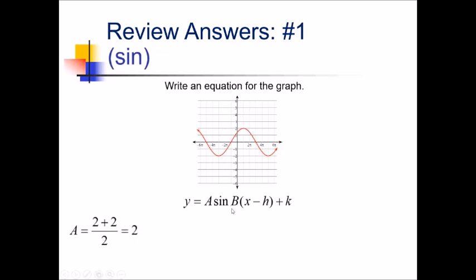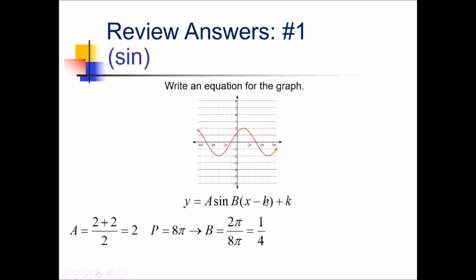For the b value, first I need the period, which I can read off the graph. So how long does it take the cycle to repeat? We're going from bottom to bottom here, from negative 3 pi to 5 pi. That's a distance of 8 pi for the period. So the b value is going to be 2 pi divided by whatever the period is, divided by 8 pi. So that reduces to 1/4.